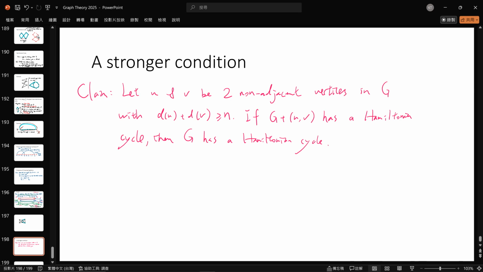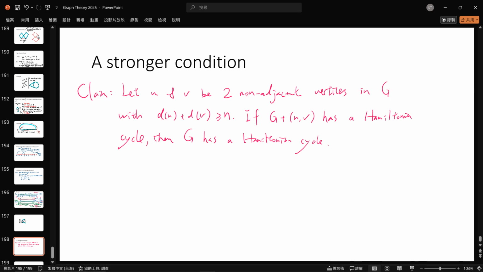Okay? So you start with the original graph, and you want to know whether this graph has a Hamiltonian cycle or not. So it's difficult to tell. So this claim says, how about you add one edge between these two special vertices, which are not adjacent, and the degree sum is at least n, and see if you can tell whether this new graph has a Hamiltonian cycle or not. Okay. So this is the claim.